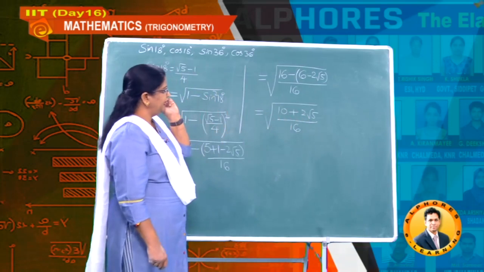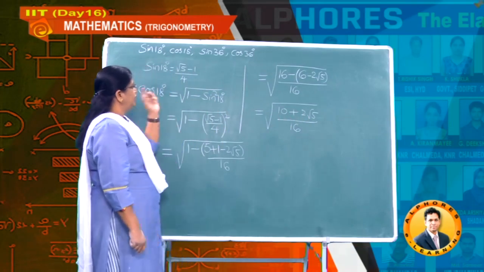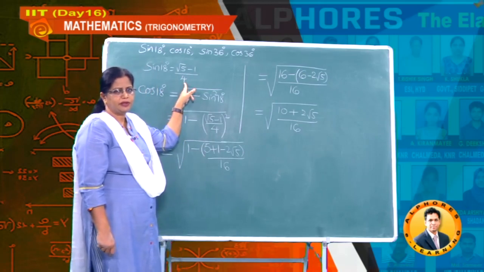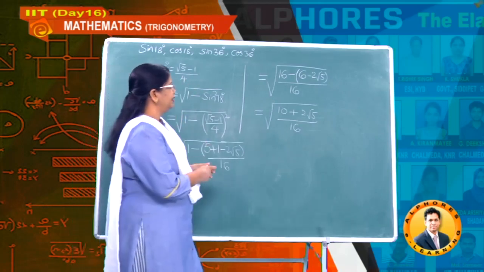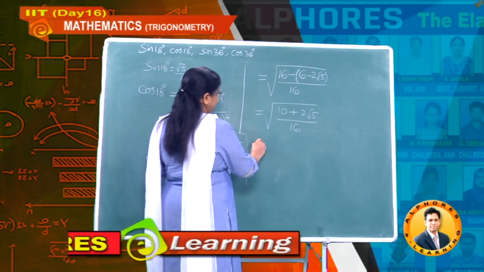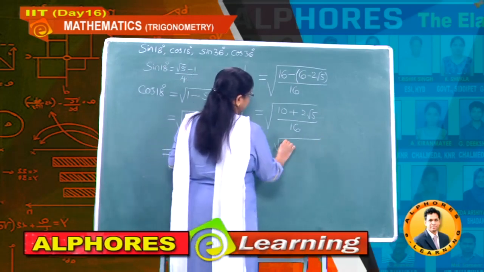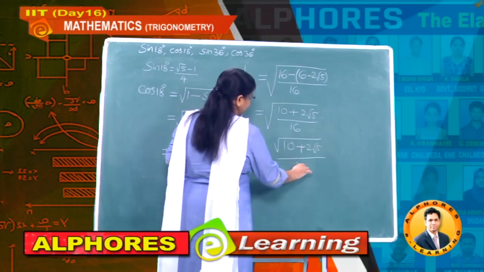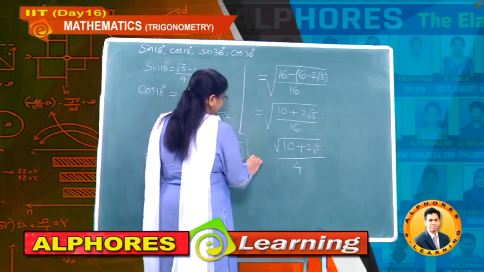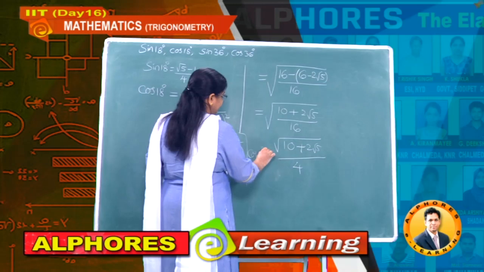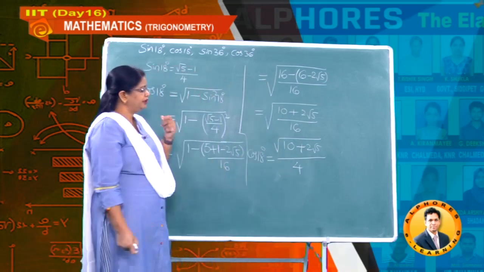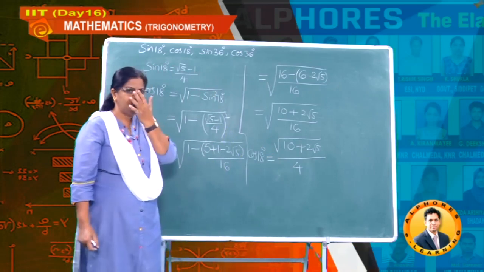But I want to put as it is because in all denominators let us expect 4 so that it is easy for us to remember. Okay. So, I am not cancelling here, let it be as it is. So, this is numerator how much students? 10 plus 2 root 5 divided by 4. Okay. Therefore, this is which value? Cos 18 degrees.